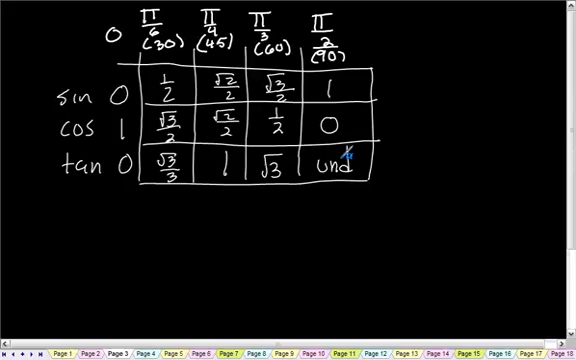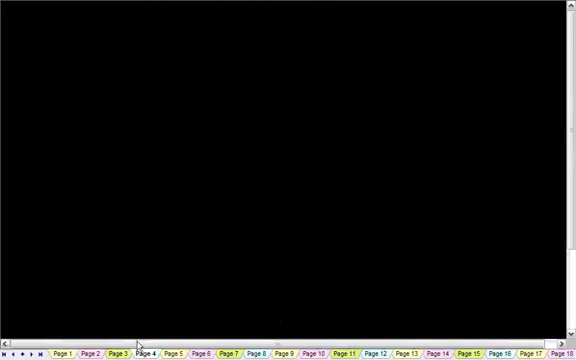Now let's do some problems with those charts. The first 4 problems are relatively straightforward. Number 1 says the inverse sine of 1/2. What it's asking is, what angle has a sine of 1/2? Well, looking at our chart, we see that it's pi over 6. Done. Question number 2.